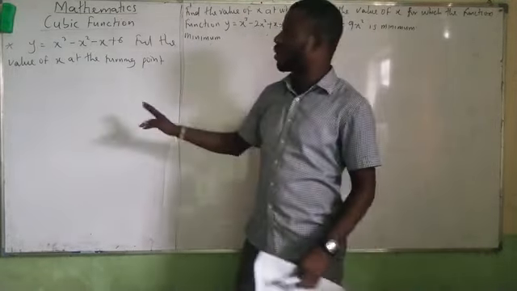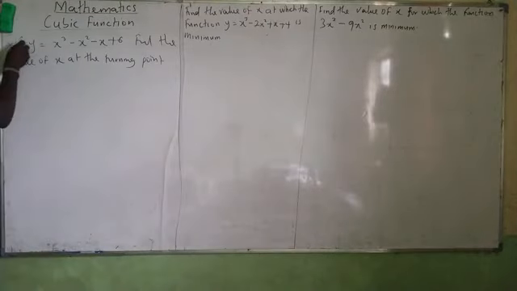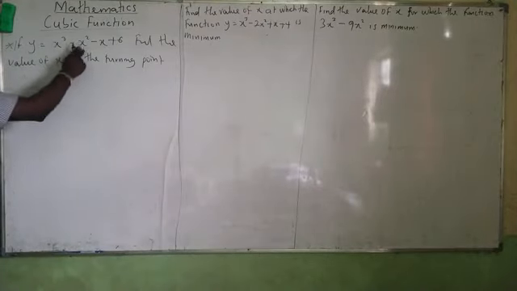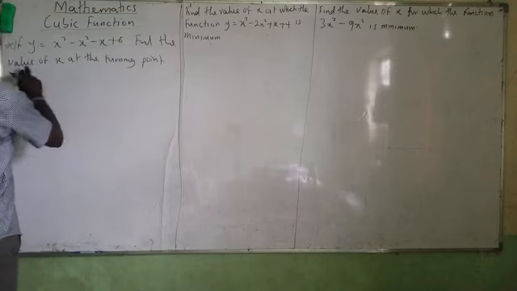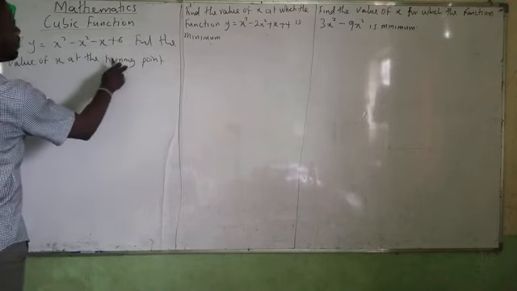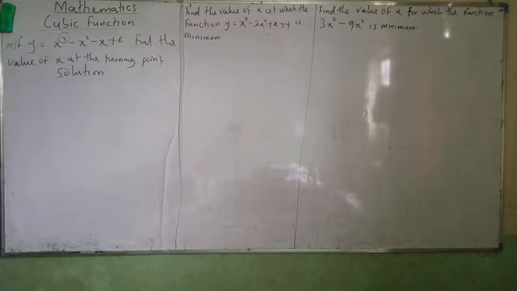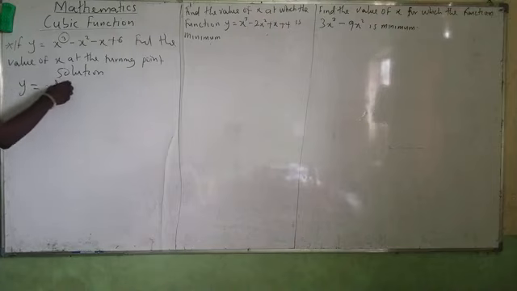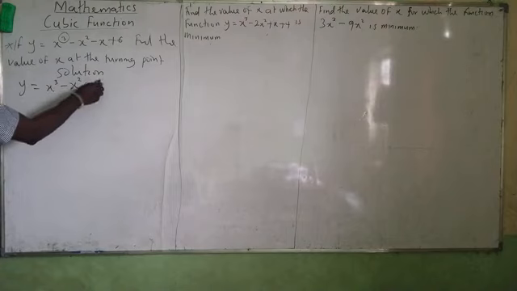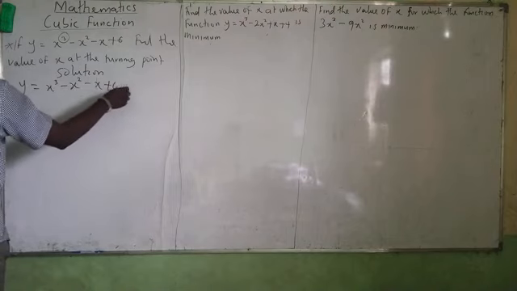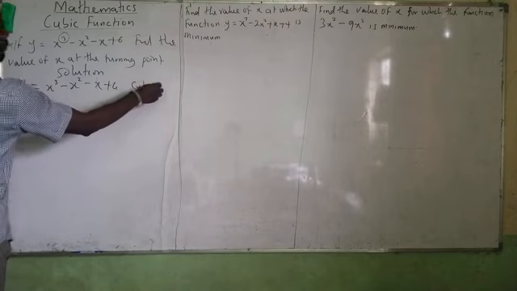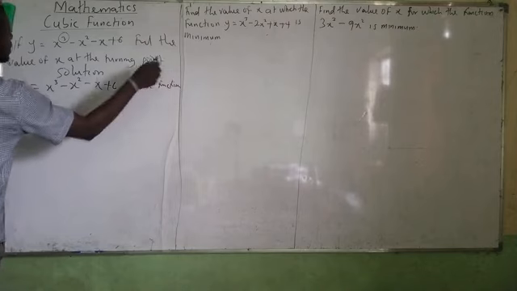The function is y equals x cubed minus x squared minus x plus 6. Find the value of x at the turning point. Look at the solution to this problem. The cubic function is this particular one, which is raised to the power 3. So we have y equals x cubed minus x squared minus x plus 6. This is a cubic function. Take note of that because it's to the power 3.